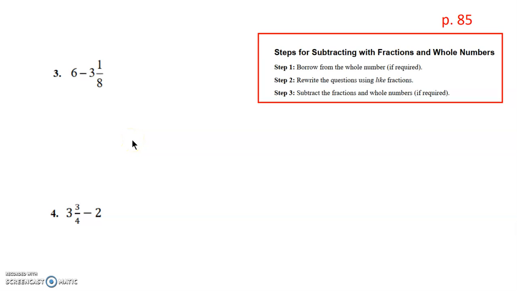For number 3, we have 6 minus 3 1/8. So we can't take a fraction away from a whole number like this. So we're going to borrow. This becomes 5 8/8. Now we can subtract everything. 5 minus 3 is 2, and 8 minus 1 is 7. 2 7/8. And then number 4, watch this one.